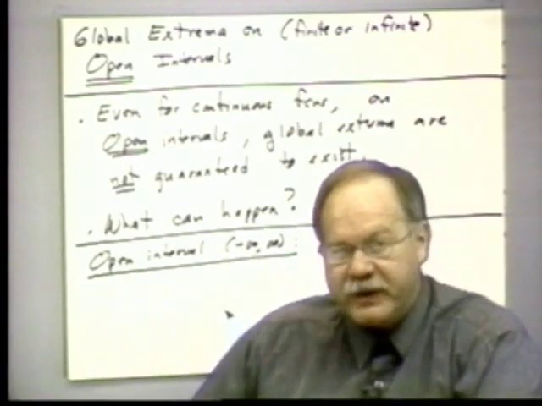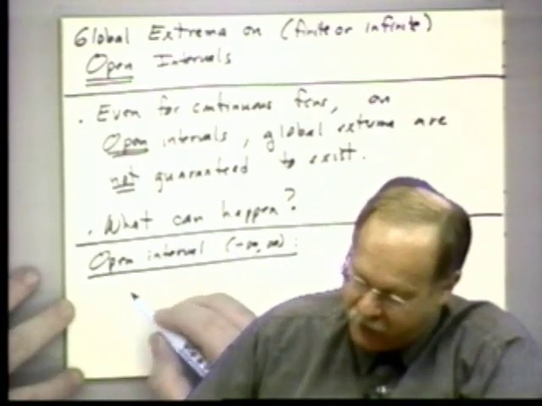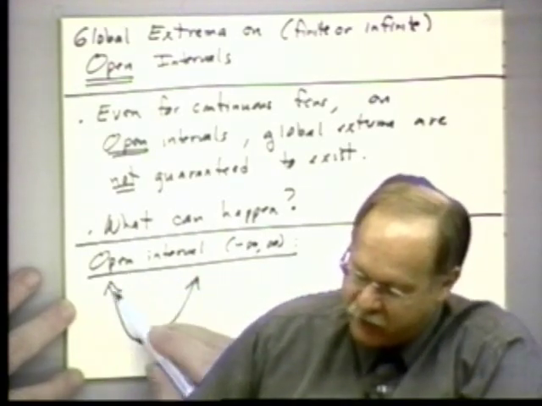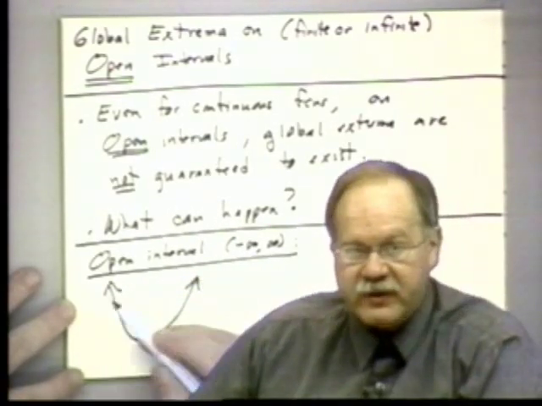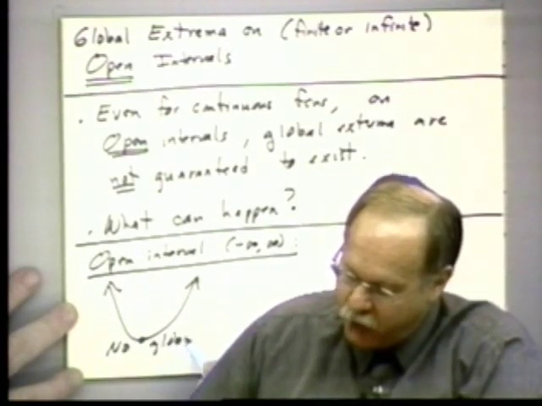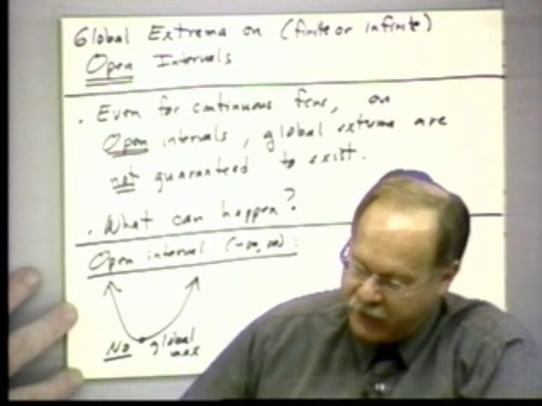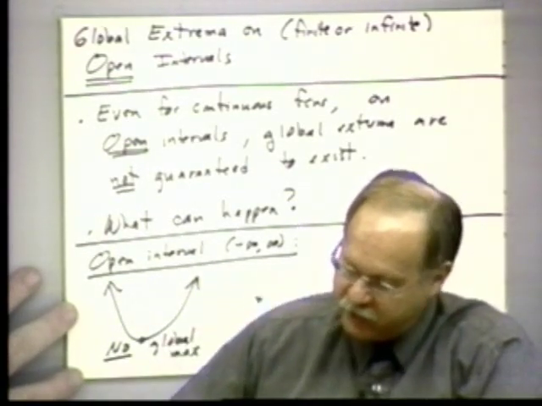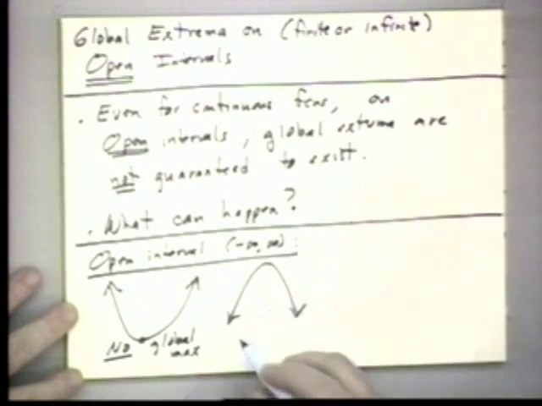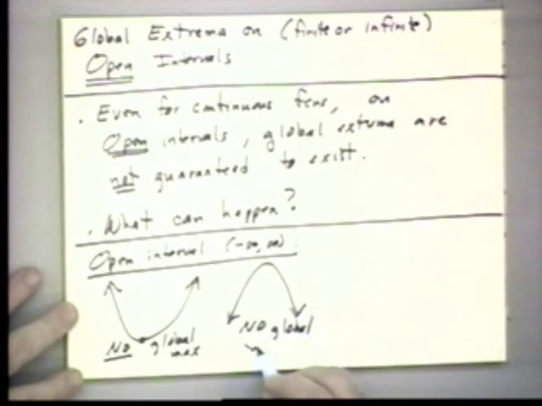What can happen? Well, you can have pictures that look something like this. Perhaps you'll have a curve that looks like this. It goes up in both directions forever, and so this would be a case where it has no global maximum. It grows without bound in both directions. Well, if that works that way, it can also work the other way. You might have a curve like this that has no global minimum. And I'll actually show you some curves like this in a moment.